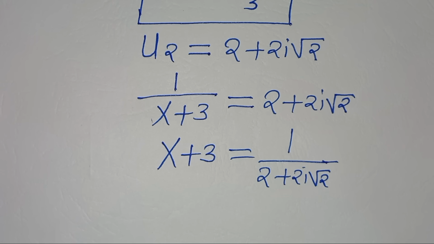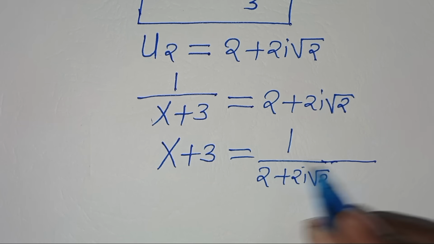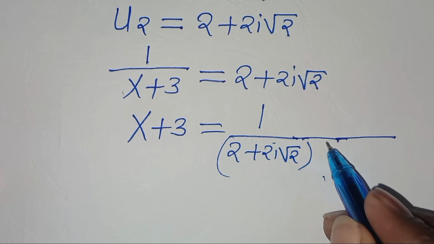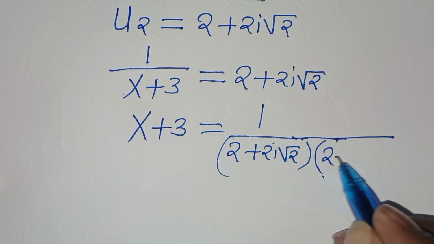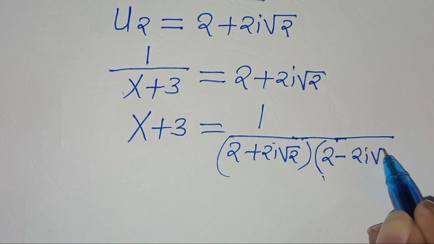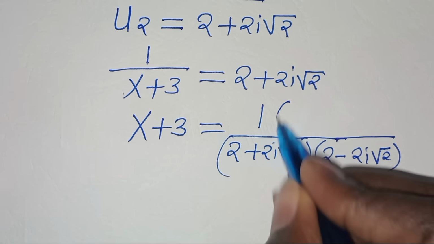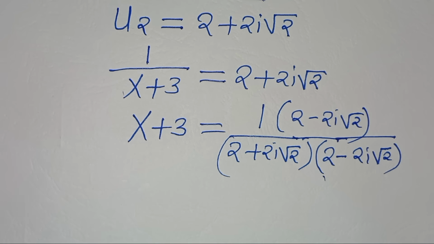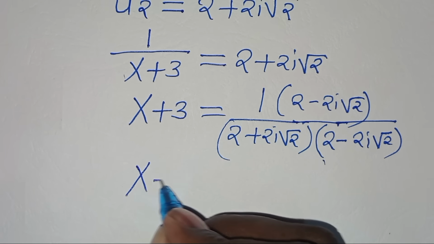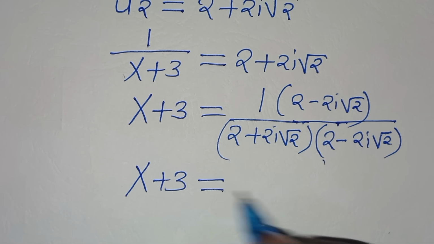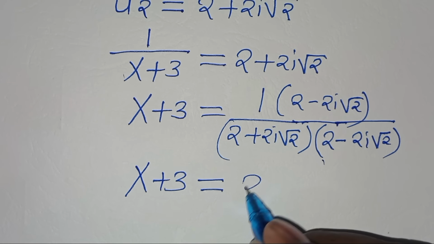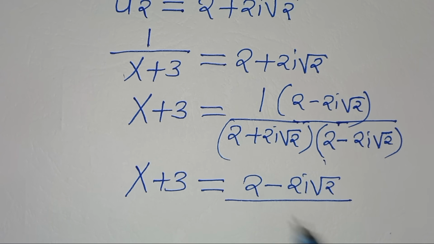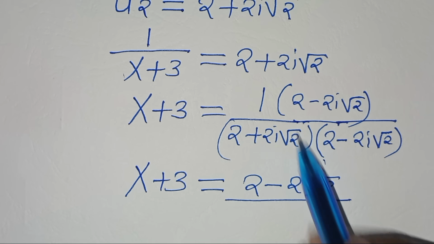So the next step is to rationalize the denominator here. Now let's rationalize the denominator by introducing a conjugate, which is 2 minus 2i square root of 2, and also here we have 2 minus 2i square root of 2. So that now we have x plus 3 equal to, in the numerator, 2 minus 2i square root of 2, divided by 2 plus 2i square root of 2.